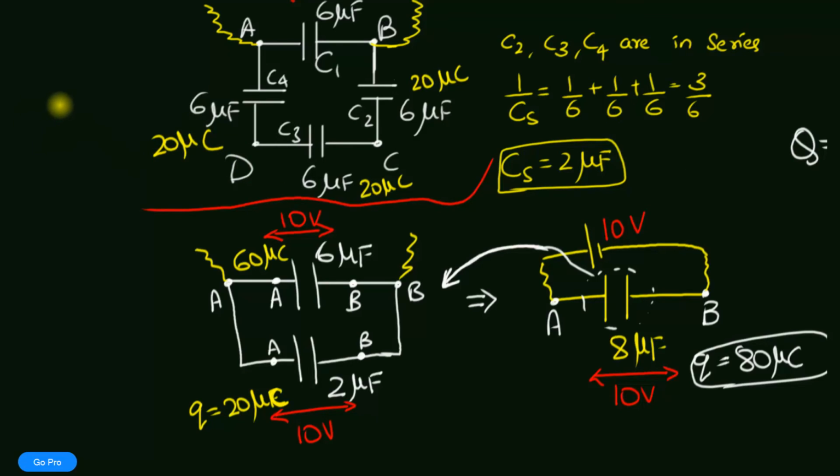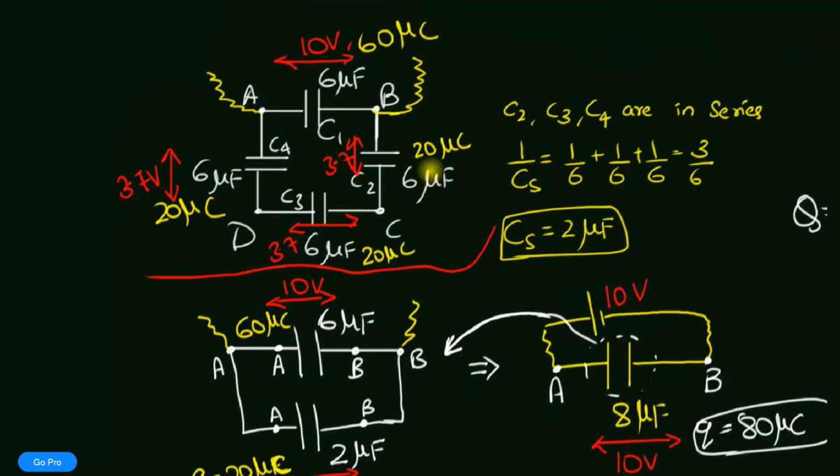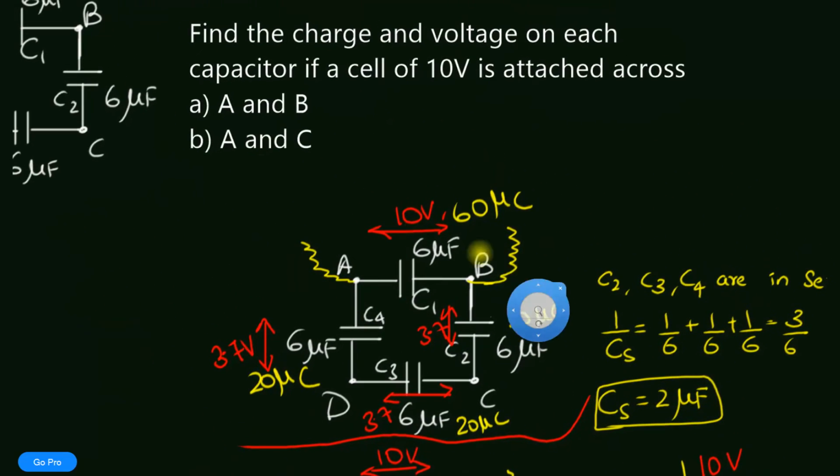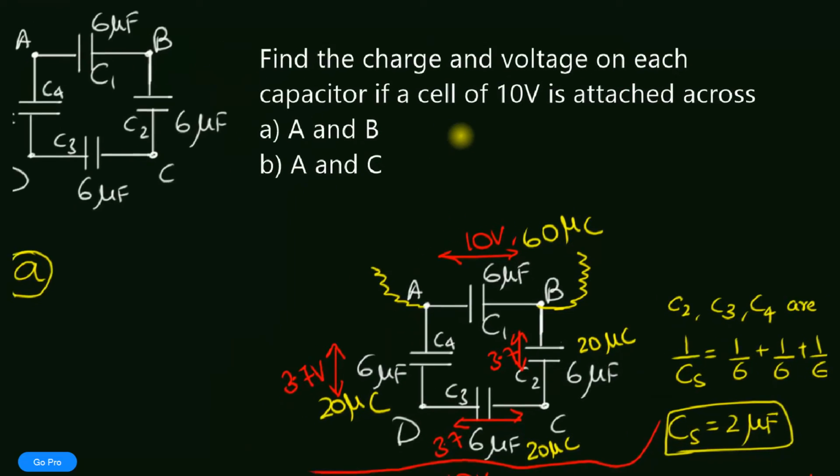20 by 6 is what? 3.7 volts. So each one is going to end up with 3.7. Here is 3.7, and here is going to be, this is very crowded, 3.7 volts. Anyways, we have solved our problem now. Okay, so that is the solution to the first question.